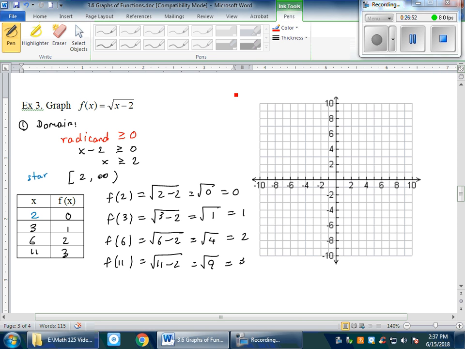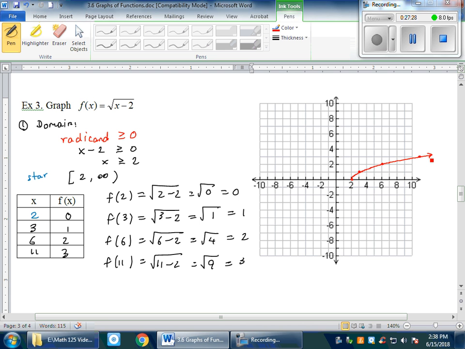So when x is 2, y is 0, right here. When x is 3, y is 1. When x is 6, y is 2. And when x is 11, y is 3. So it will be approximately right here. And then you can see that my graph is going in this direction. So notice that from the parent graph, when you are subtracting 2 from x, the whole entire graph shifts to the right 2 units. And that is the transformation that we're going to use later on.